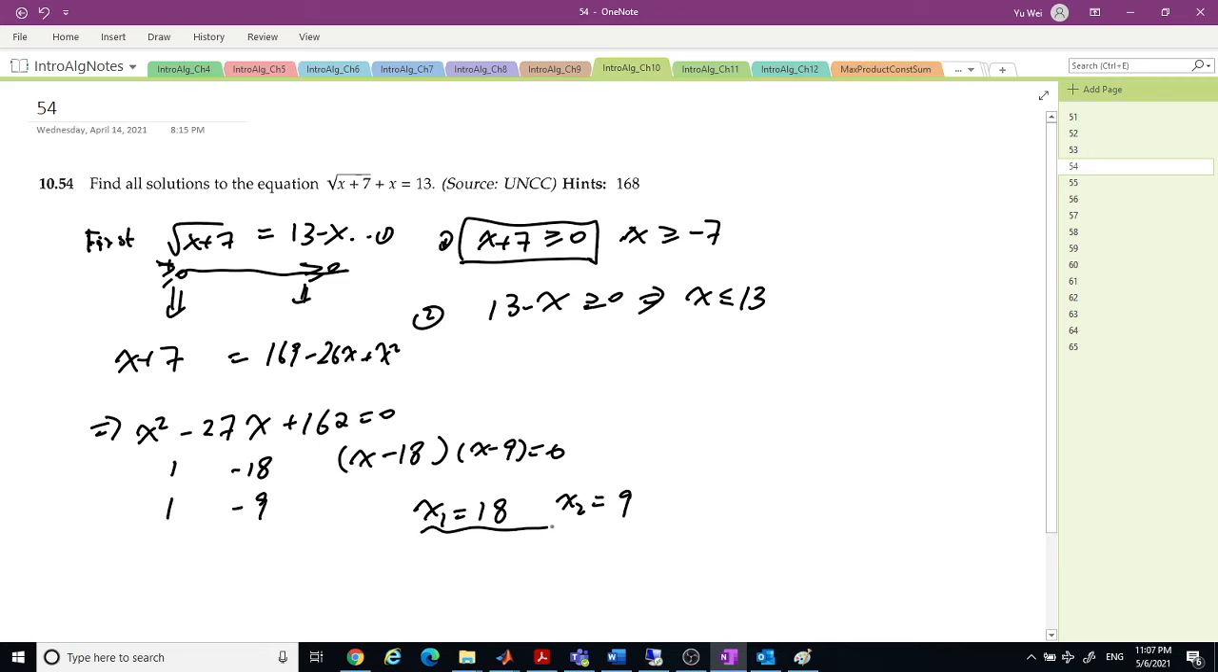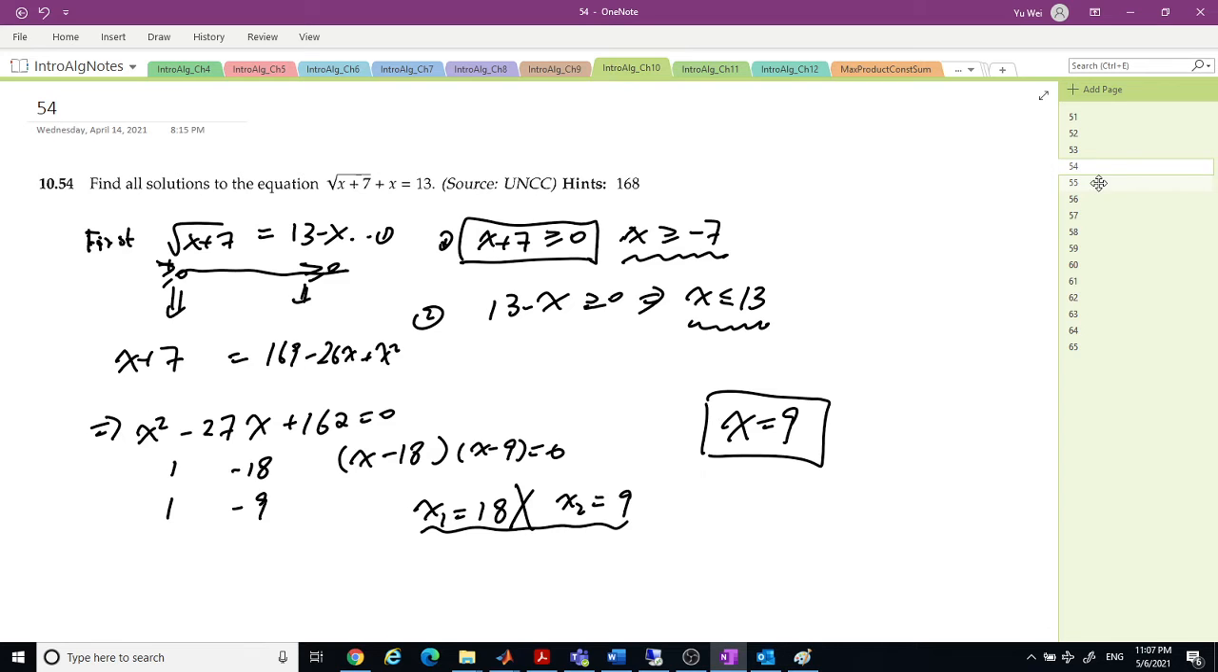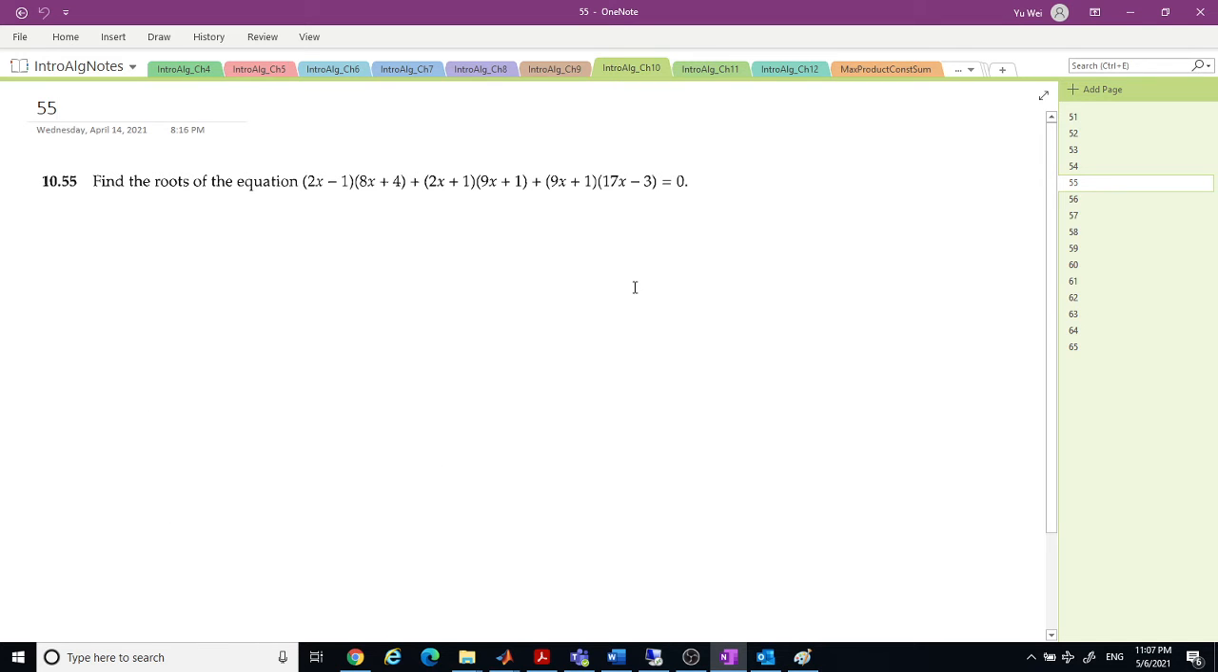But don't forget, we need to check the condition, okay? Both of them greater or equal than -7. We need x less than 13, so this one is wrong. So the only solution is... Next.